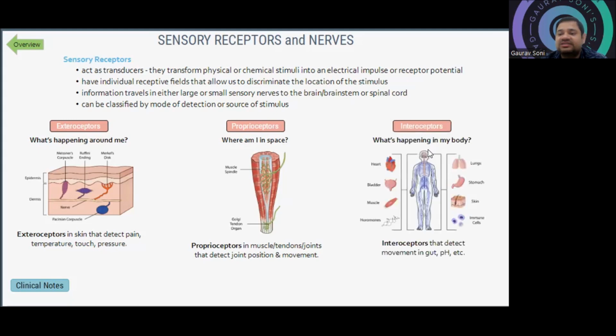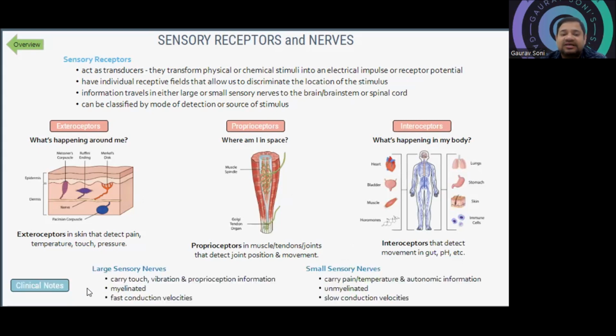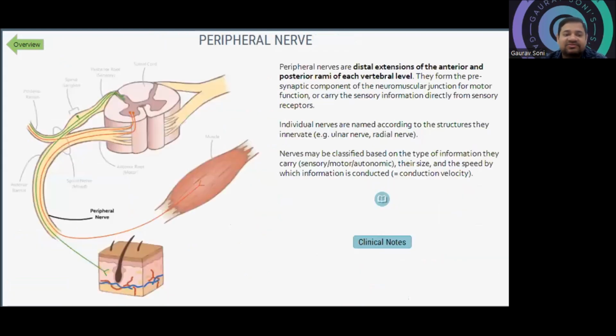Then there are interoceptors. These are for the internal organs. They detect movement in the gut, pH, and include baroreceptors and chemoreceptors. So this was about the external points. If we talk about the clinical points, large sensory nerves carry touch, vibration, and proprioceptive information. They are myelinated and fast conducting. Small sensory nerves carry pain, temperature, and autonomic information. They are unmyelinated and thus slow conducting. So this was about the sensory receptors and nerves.